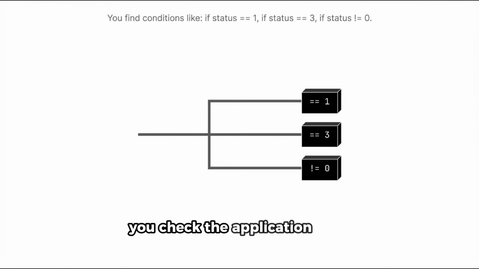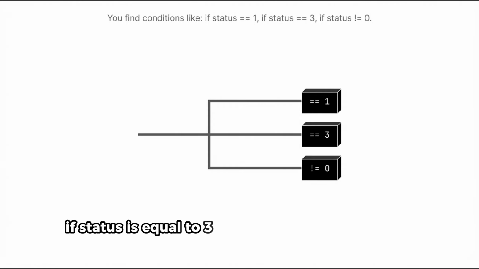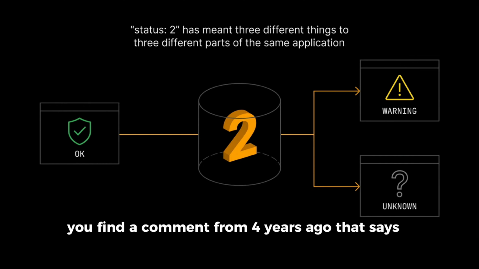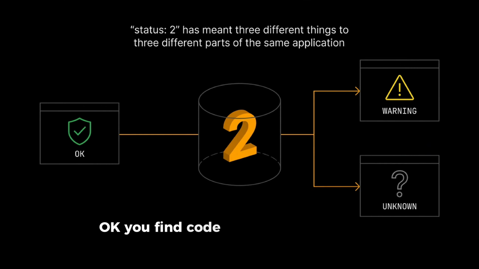You check the application code. You find conditions like, if status is equal to 1, if status is equal to 3, if status is not equal to 0. What is 0, what is 1, what is 3? You find a comment from 4 years ago that says 2 okay. You find code written 2 years ago that treats 2 as a warning state. You find a third interpretation in a config file that has never been updated.